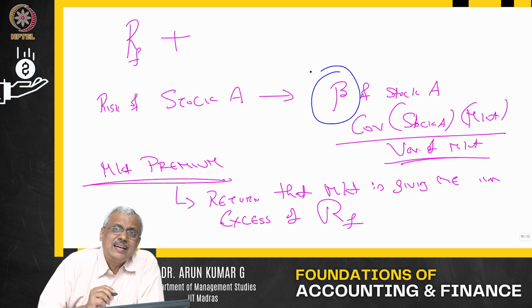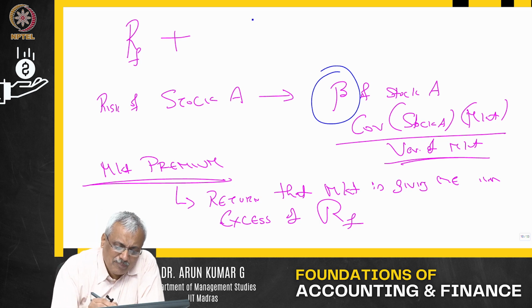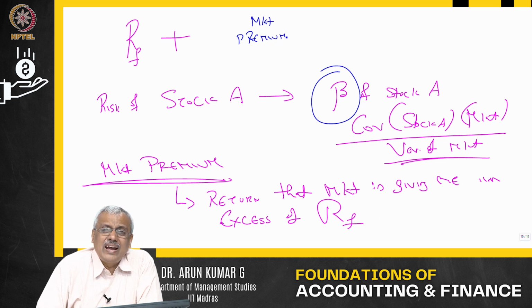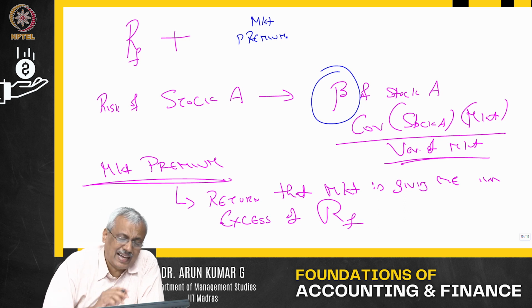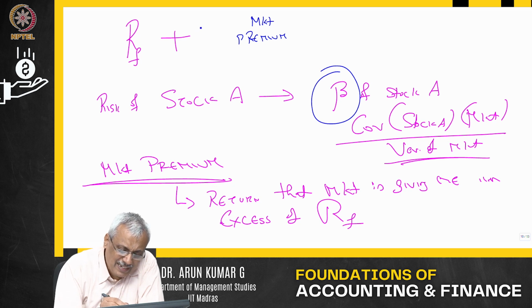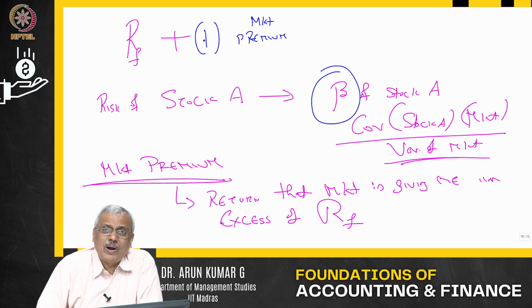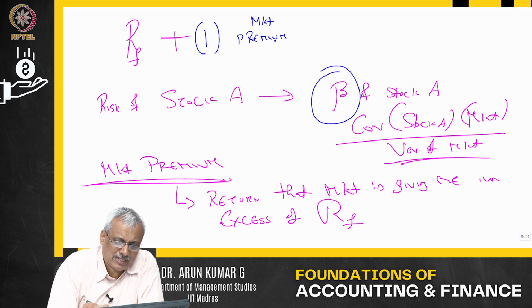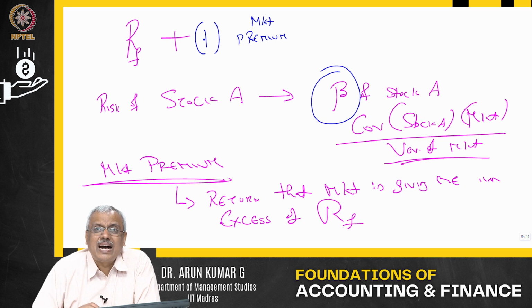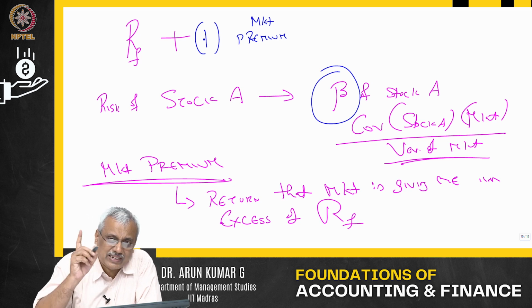Now, let us say my return premium or market premium, if I invest in the risk out there, then what is it I have to get? I have not invested in stock A, I have invested exactly in the index out there. So, the beta of the index is exactly 1. So, what is the return I will get? I will get risk free rate plus market premium into the beta of the index. The beta of the index is 1.